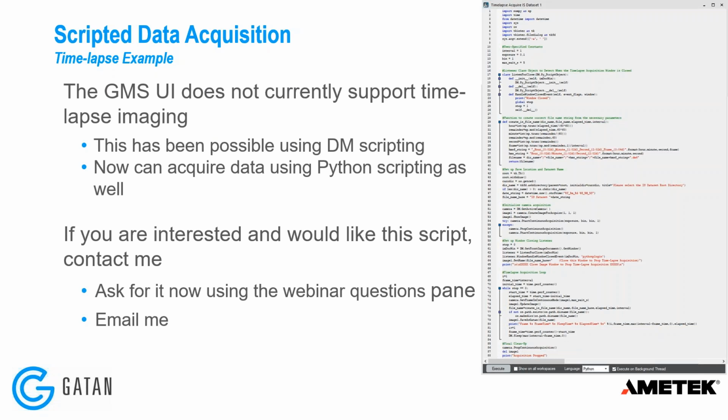And the user interface in GMS currently doesn't support time-lapse imaging. This is something that is a little bit surprising to me that we don't do this, but this has never been possible, as far as I know, to do time-lapse scripting directly from the user interface. But this has always been possible using DM scripting. And now we can also acquire time-lapse data using Python scripting as well.